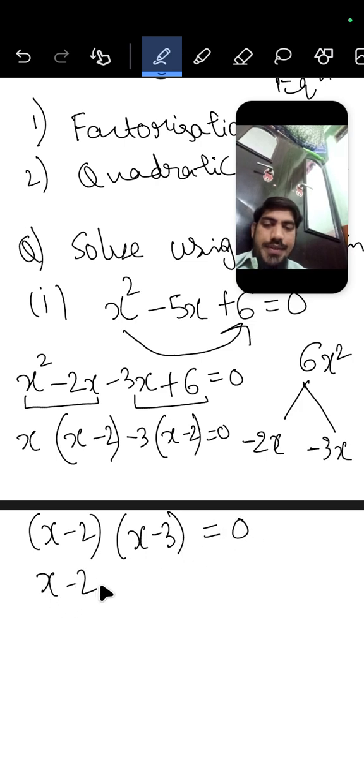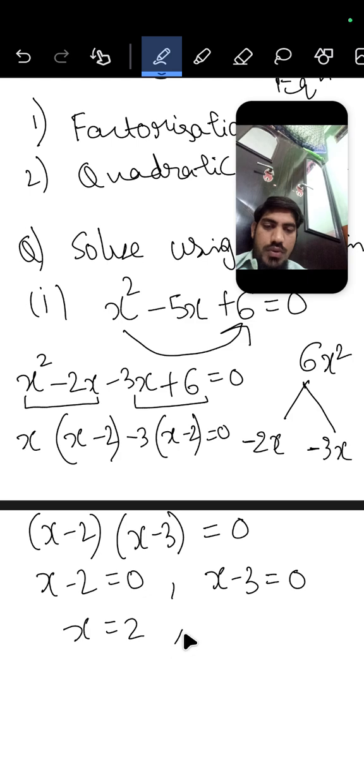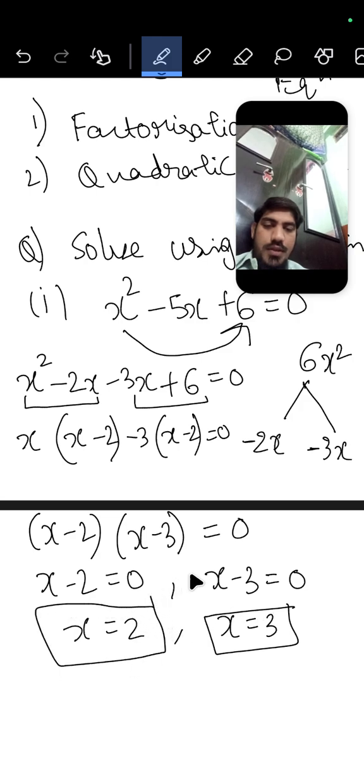So x minus 2 equals 0. If this product is 0, then either this bracket should be 0 or this bracket should be 0. There is no real value of x for which both the brackets are 0. From here we'll get x is equal to 2. From here we'll get x is equal to 3. So these are the values of x. These are also called roots of the quadratic equation.